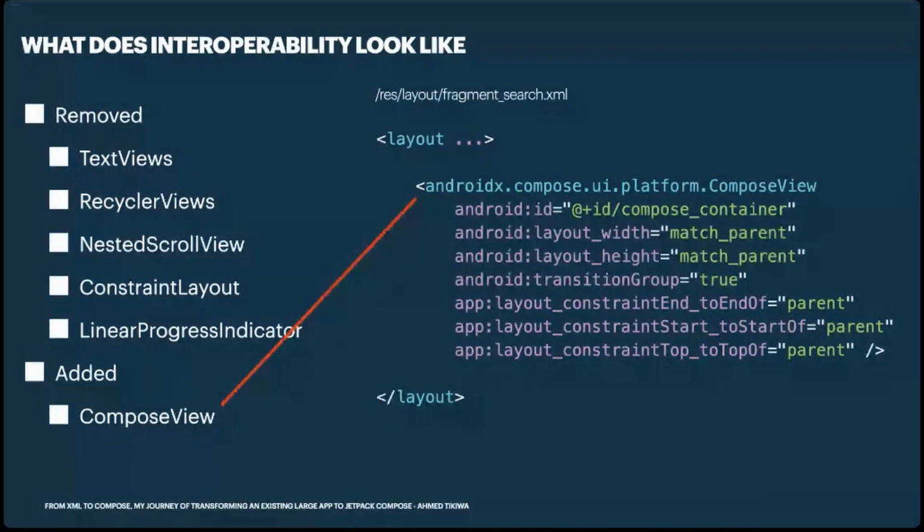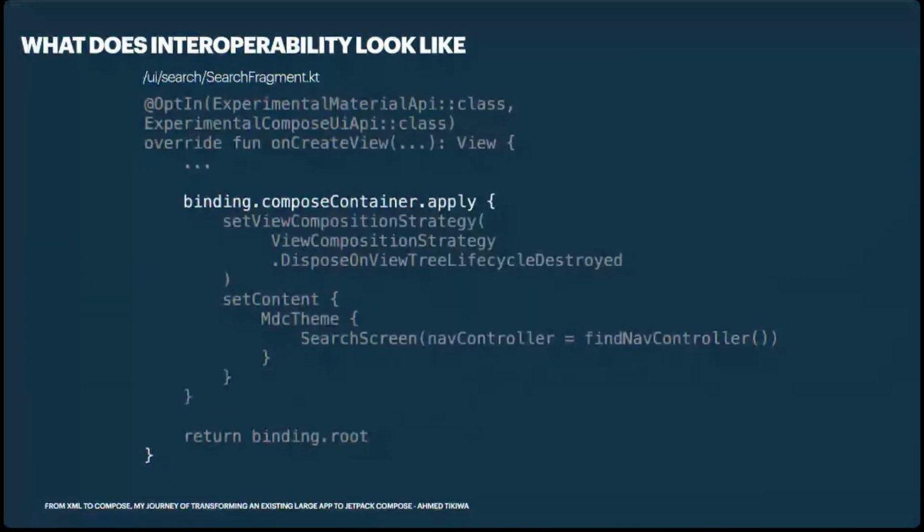Then within my fragment, this is how it's defined. Using data binding, I reference the compose view in order to set it up. So binding.composeContainer.apply, that's how I'm referencing that compose view within my XML. Then according to the documentation, by default, whenever the view is detached from the window, Compose disposes of the composition. View types such as ComposeView and AbstractComposeView use a view composition strategy that defines this behavior.